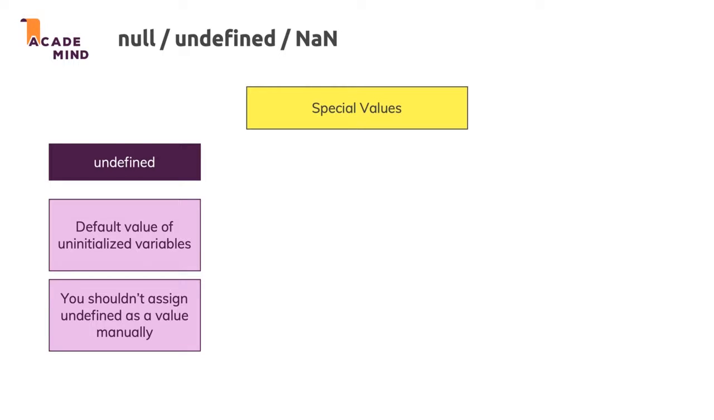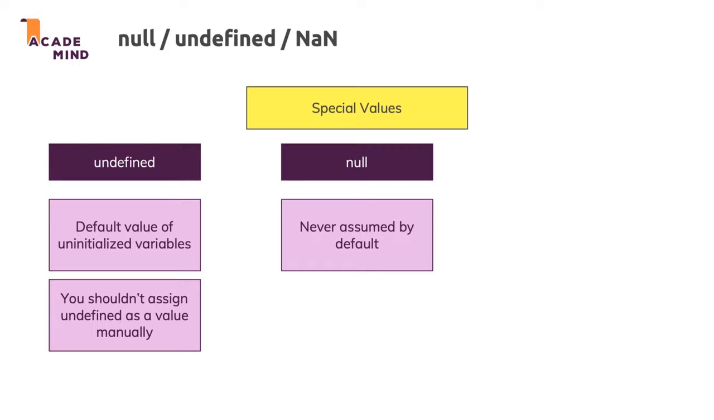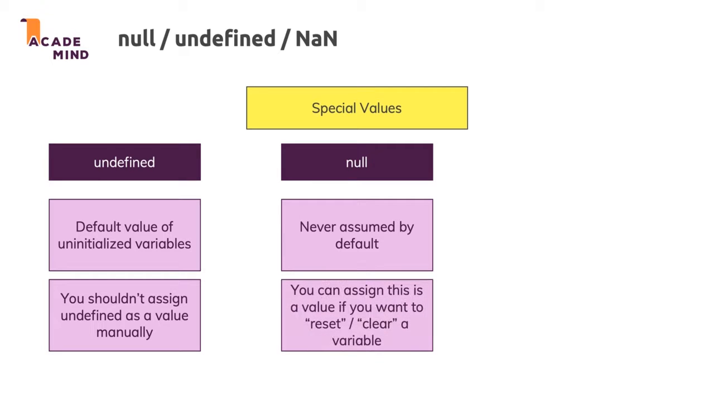Now, related to this, there's the null value and type. It's very similar to undefined. It means that there is no data, but undefined is the default value for variables and so on, where you never assigned a new value. Null is never a default value, on the other hand. Instead, you have to set something to null to use that value.